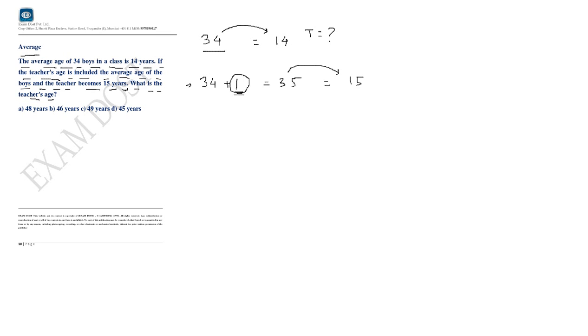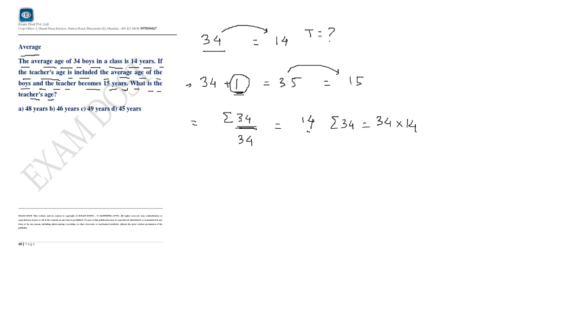So what we can do is write down summation 34 upon 34 is equal to 14. It means that summation 34 means the ages of all the 34 students are added here. This is summation 34 and we divide it by 34, which is the total number of boys. So this average is 14. So we can find summation 34, which is 34 into 14.